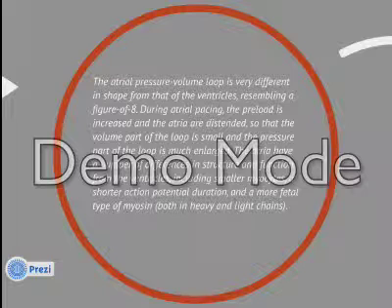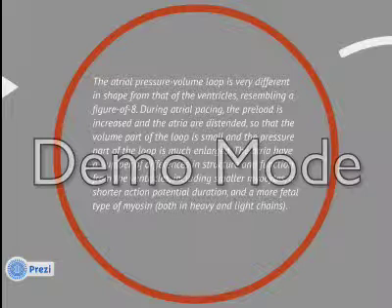The atrial pressure-volume loop is very different in shape from that of the ventricles, resembling a figure of 8. During atrial pacing, the preload is increased and the atria are distended, so that the volume part of the loop is small and the pressure part of the loop is much enlarged.